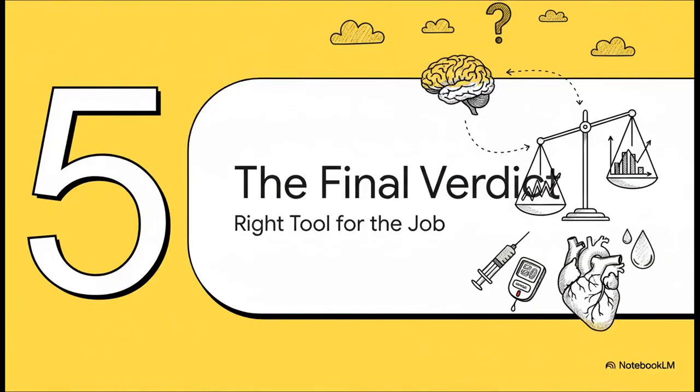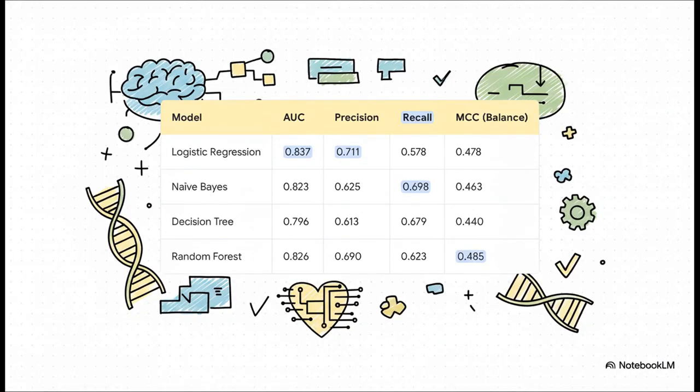Okay, the moment of truth. We've tuned our tree, we've built our forest. Let's bring everybody back for the final showdown and see which one is really the right tool for this job. Let's check out the final results. Now I've added a new column here, MCC. You can think of this as a sort of overall balance score. It's really good at telling you which model does the best all-around job when you have an unequal number of cases, like we do here.